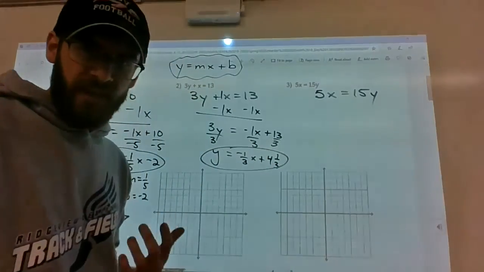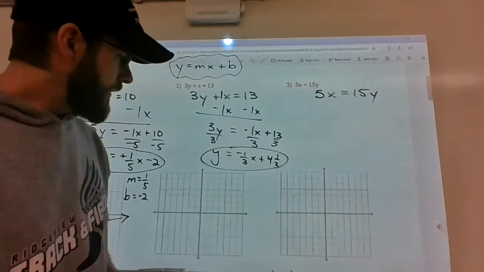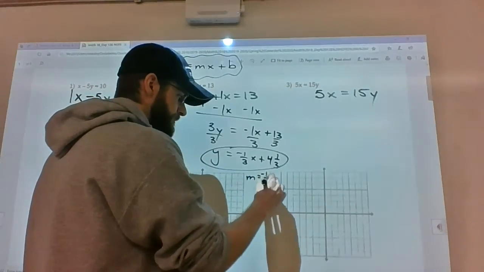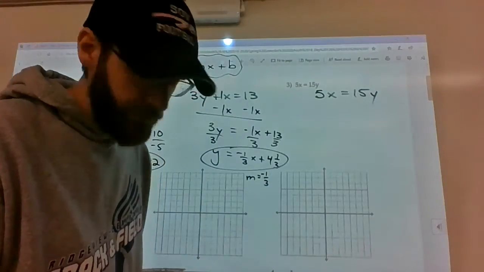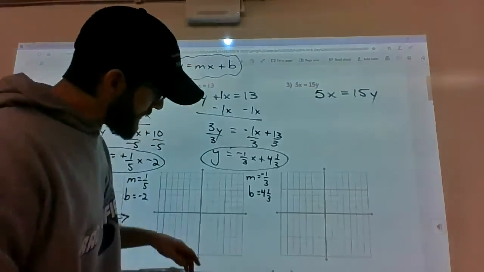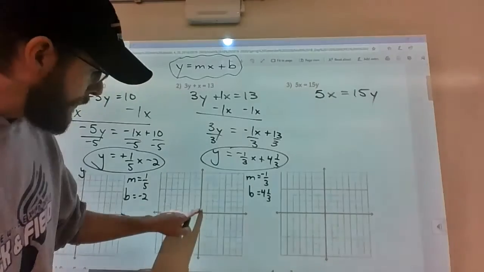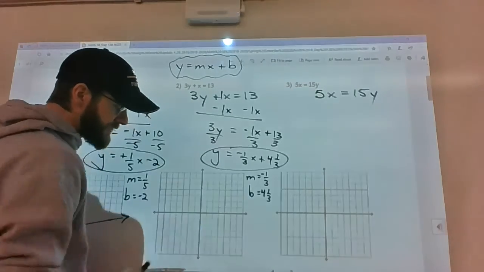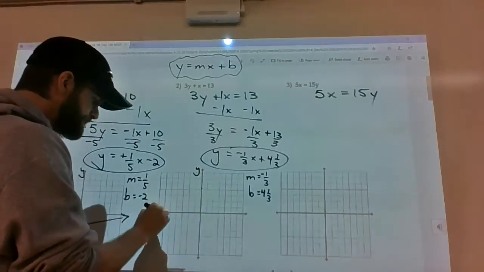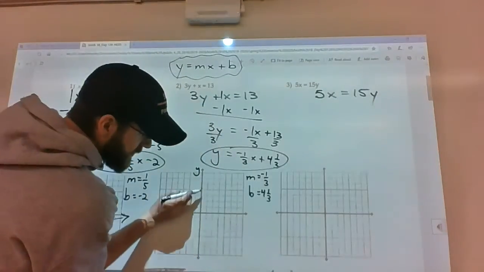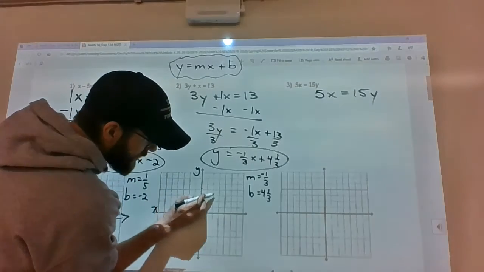So hopefully you guys got that when you paused the video. M is negative 1/3, also 1 over negative 3. And then our b value is 4 and 1/3. So that means I'm going to start at the origin, go up 1, 2, 3, 4 1/3 blocks, because that's my y-axis. I'm going to go down 1 unit, right 3 units. So down 1, right 1, 2, 3.